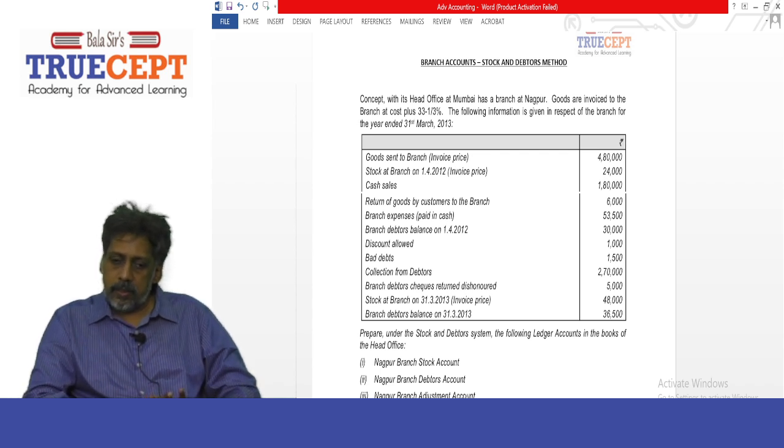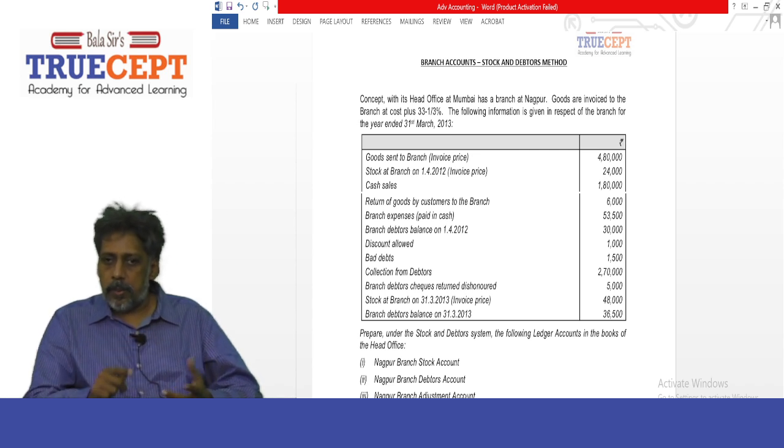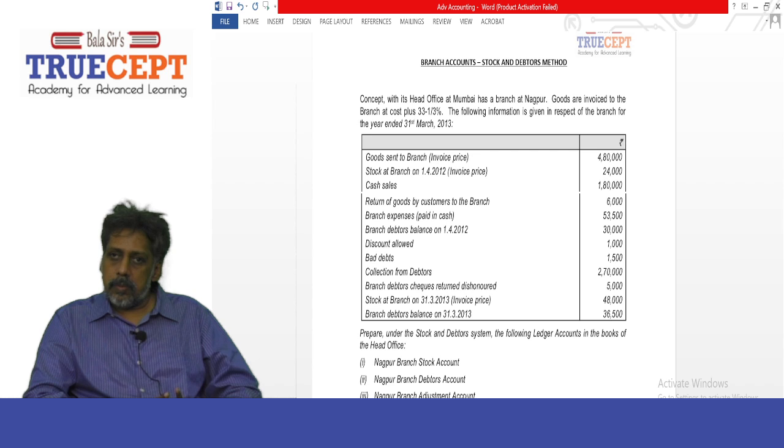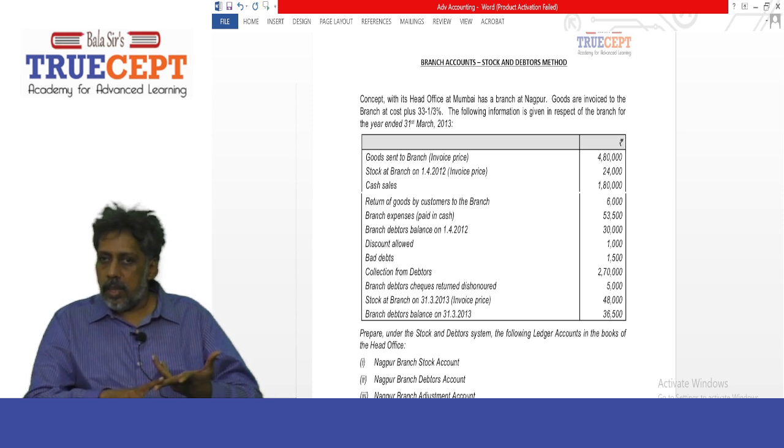Next, discount allowed 1,000. Discount given to customers, rupees 1,000. Bad debts 1,500. Rupees 1,500 could not be collected. Next, collection from debtors 2,70,000. The collection is given as 2,70,000 from the branch customers. Then branch debtors cheque returned dishonored 5,000. That means out of the 2,70,000 collected, rupees 5,000 worth is dishonored.